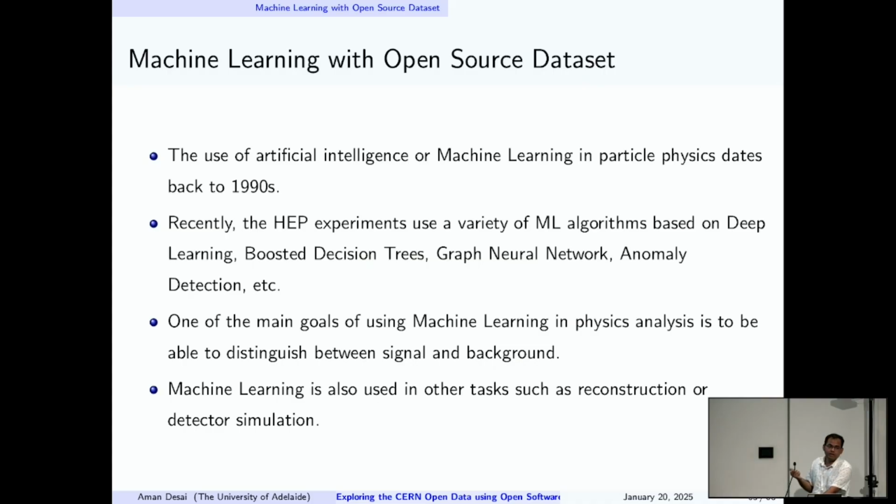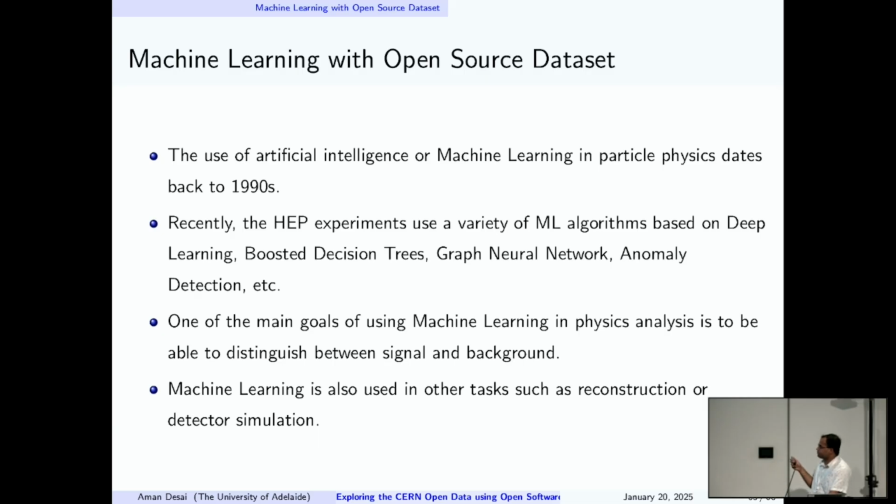And we are going to rediscover the Higgs today in our tutorial. The use of machine learning in particle physics dates back to the 1990s. That's the first time they were used. Boosted decision trees were used back then. And nowadays they use anomaly detection, graph neural networks, boosted decision trees, deep learning, and many other things.